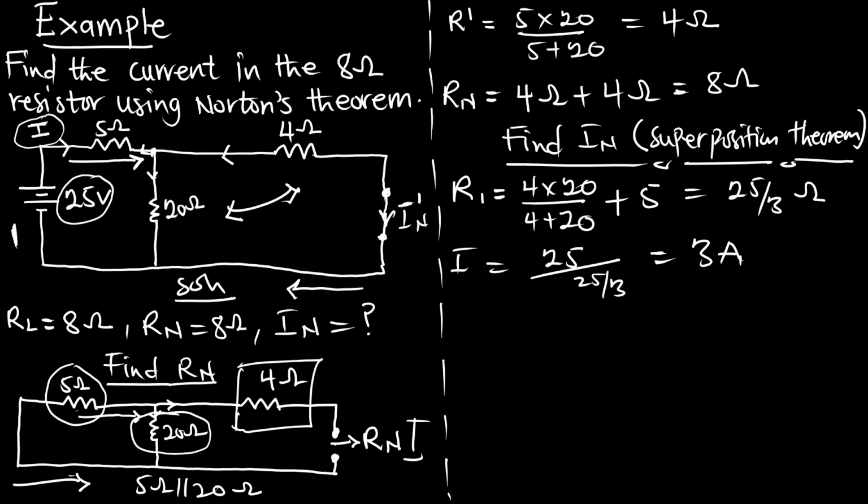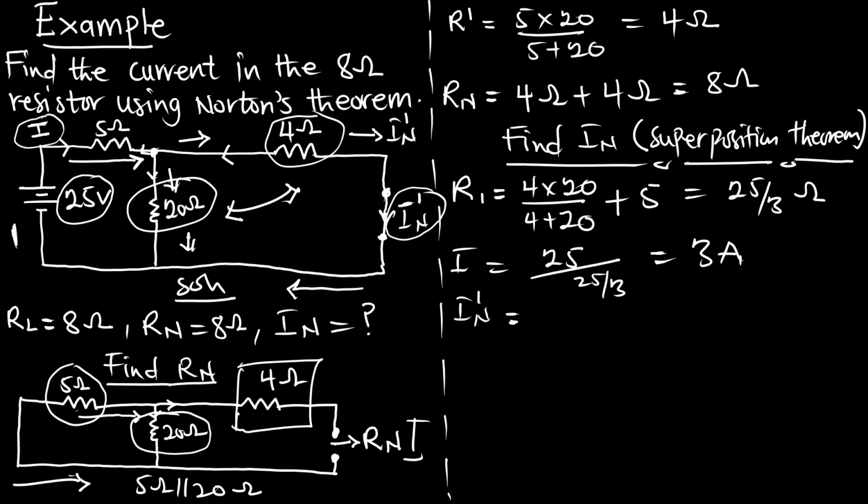As it gets to this junction, it is going to split into 2. Let's use the current divider approach to find the current that is shared between the 4 ohm and the 20 ohm. Let's call this current the same as the IN coming, IN prime, and we have a current also moving this way. So in order to find our IN prime, we are interested in current IN prime.